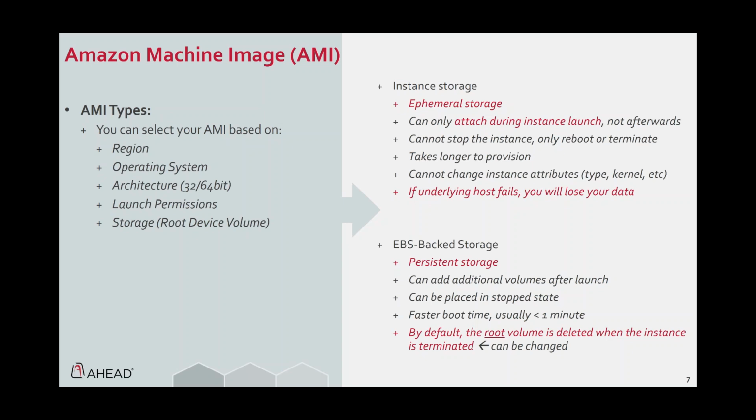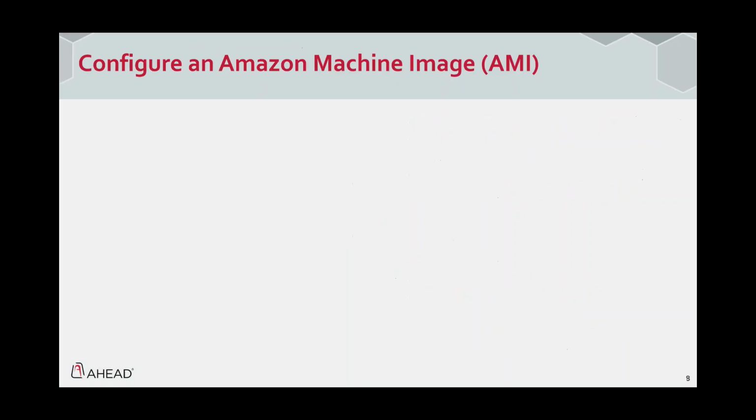Now that only stands for the root volume. If you add additional volumes to an instance, by default, those are not deleted. But by default, the root volume is definitely deleted upon termination. So how do you configure an AMI?